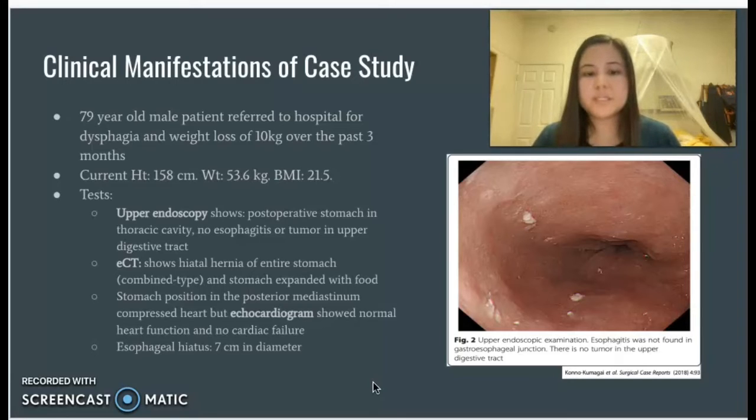Now, the stomach's position in the posterior mediastinum actually puts a bit of pressure and compresses the heart, but an echocardiogram was done and it showed normal heart function and no cardiac failure. We also want to note that the esophageal hiatus is 7 centimeters in diameter.